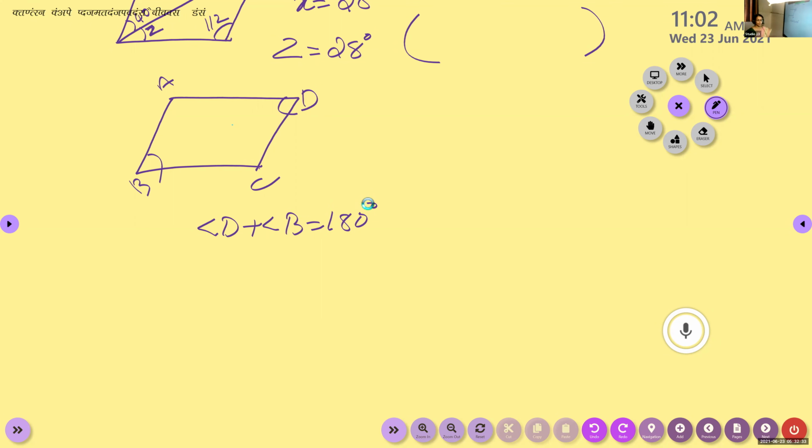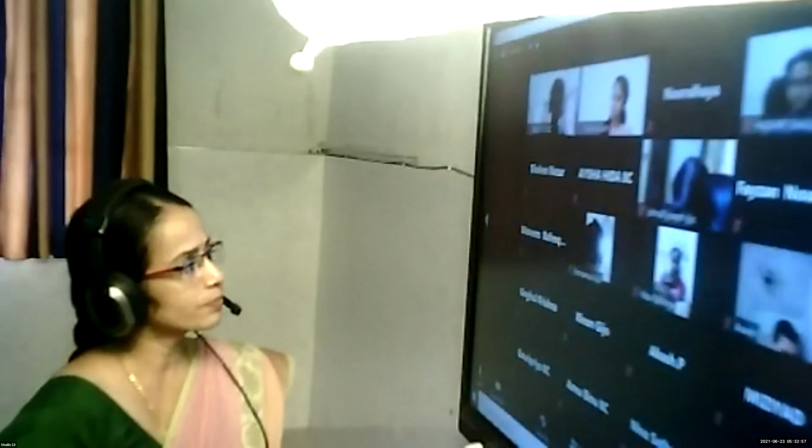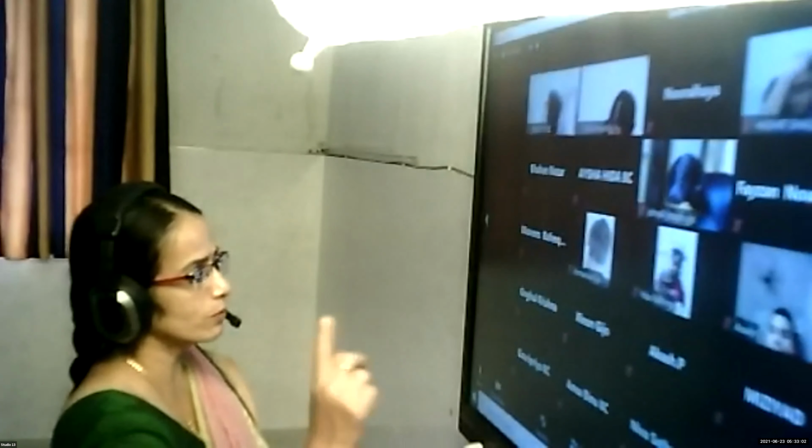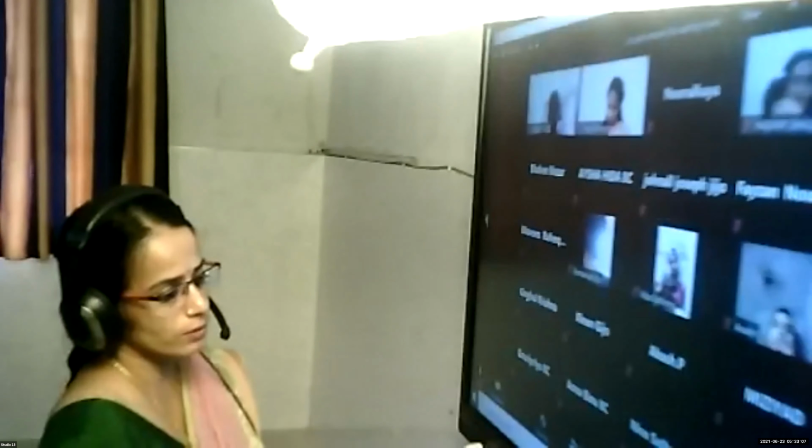That was the question. All of you think. We know for a parallelogram, opposite angles are equal. If their sum is 180, can it be a parallelogram? All of you think and give the answer. Can ABCD be a parallelogram if the sum of opposite angles is 180? Is it possible or not?